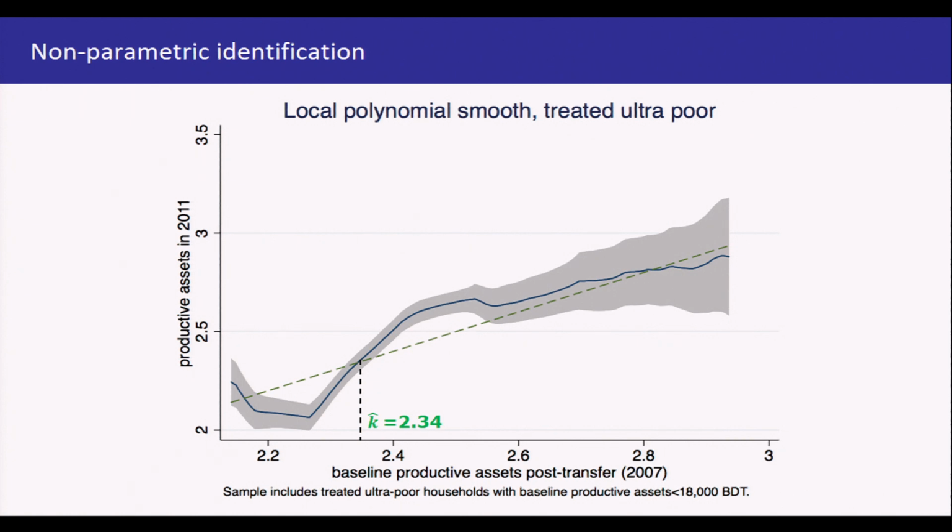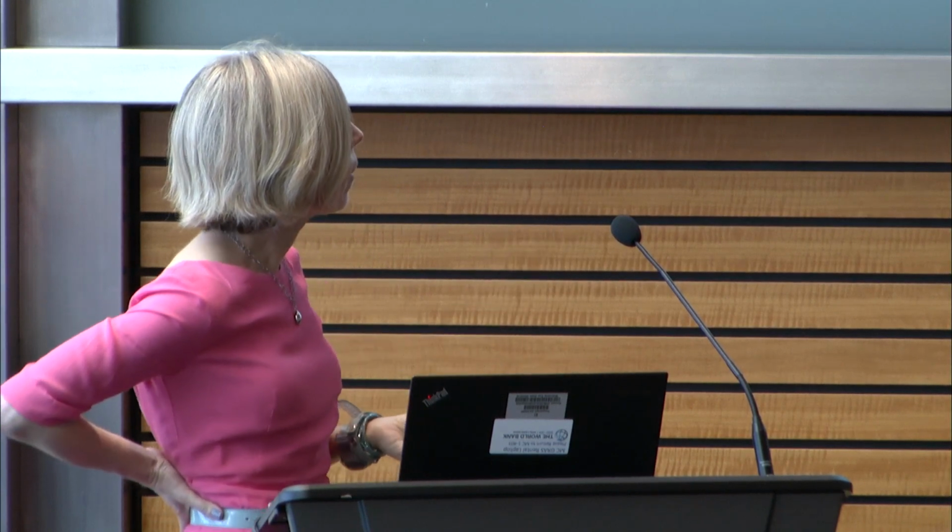And you see that this line crosses from below at one point. That point is 2.34. The transfer is worth about 2, so it's more than the transfer itself. And it crosses from below. That's the important thing. Okay? There is a steady state farther out at about 3.